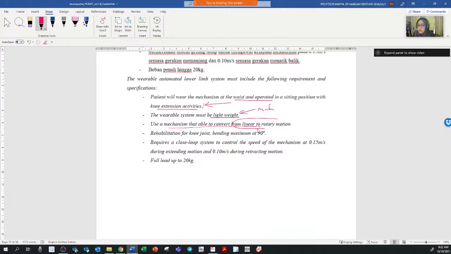motion. So this is where later on you will learn in chapter 6, which is on mechanism, a mechanical actuator. So mechanism will be learned, and this is where you need to determine what type of mechanism can be used in this system. The next one is rehabilitation for knee bending, maximum adaptability. So if you look at this, this is where you need to determine what type of sensor needs to be used.